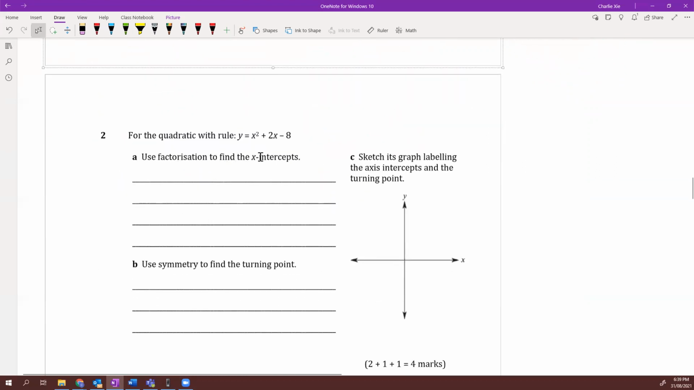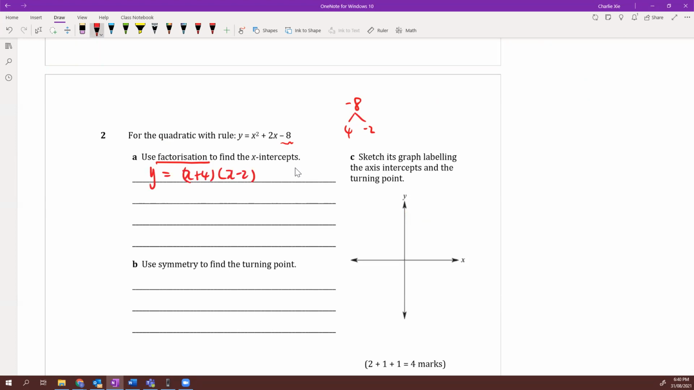Question 2. For the quadratic with the rule y equals x squared plus 2x minus 8, use factorization to find the x-intercept. The question has explicitly told you to use factorization. I would expect you to factorize this first. So to factorize a monic trinomial, your first priority method is to look at the last term, negative 8. You think of two numbers that multiply to get negative 8 and add to 2. And 4 and negative 2 will do the job. 4 times negative 2 gives you negative 8. 4 minus 2 is 2. So therefore, y equals (x plus 4)(x minus 2).